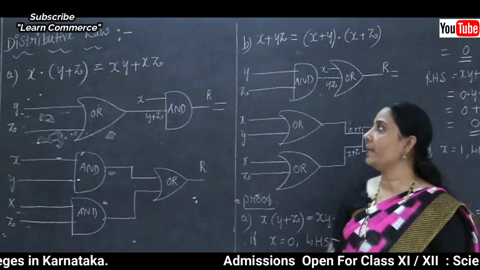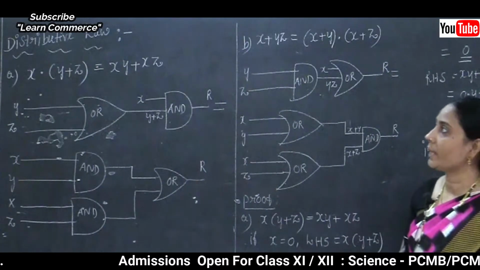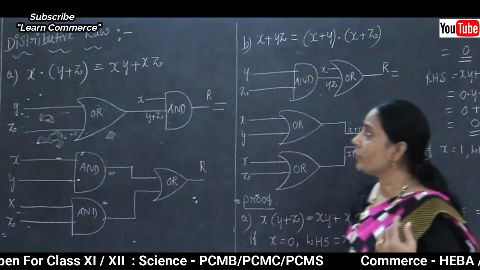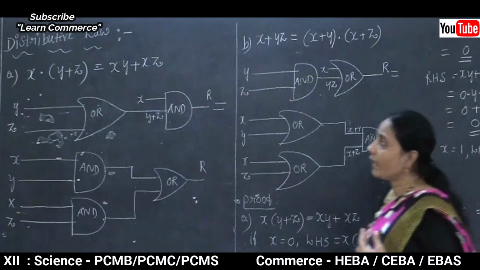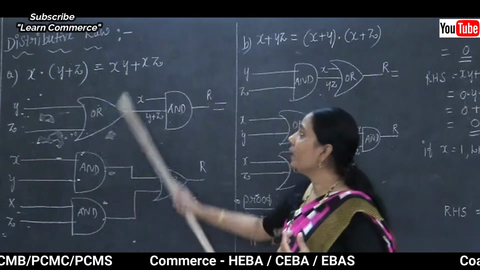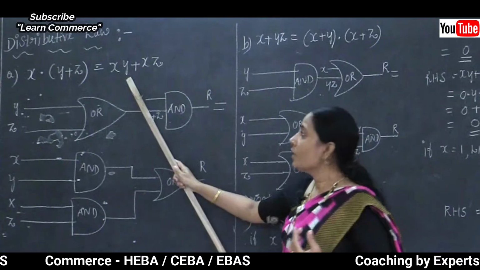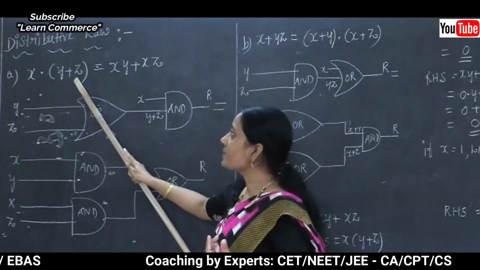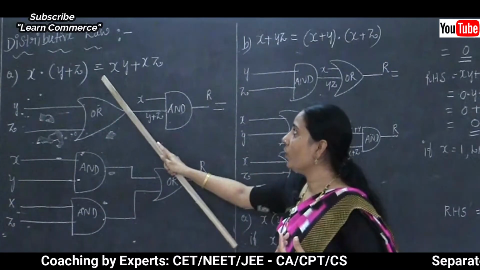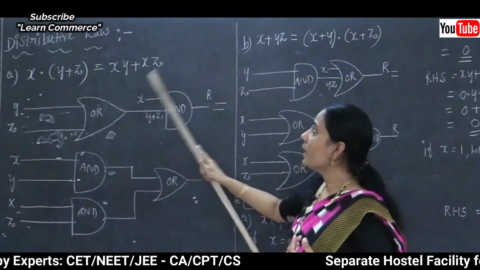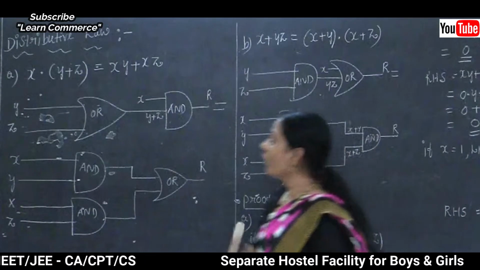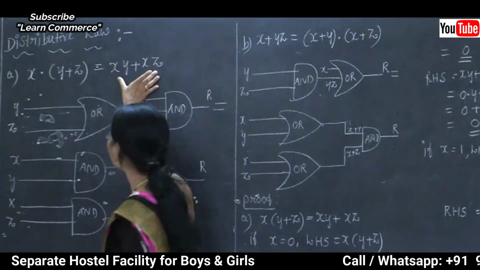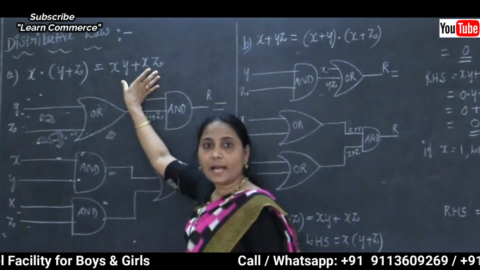Now let's see the next important law, that is the distributive law. In the distributive law, the left hand side should equal the right hand side. On the left hand side, x and (y plus z) is equal to xy plus xz. This is the left hand side and this expression is the right hand side.